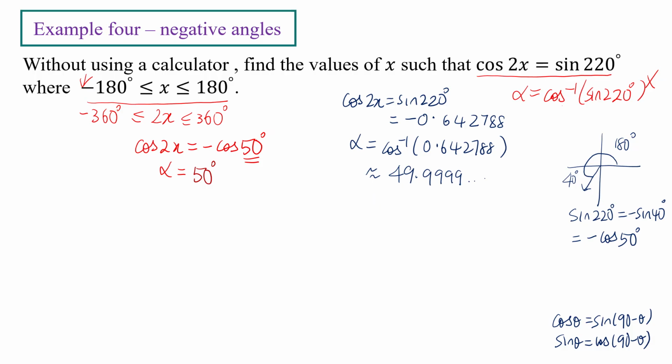I'm not too sure how much you'll be penalized. Okay, probably 1 or 2 marks. And of course, if you want, you can approximate it to 50.0. You can't write it as 50 because you don't get exactly 50. So you would approximate it to 50.0. Okay, right. So let's erase this.